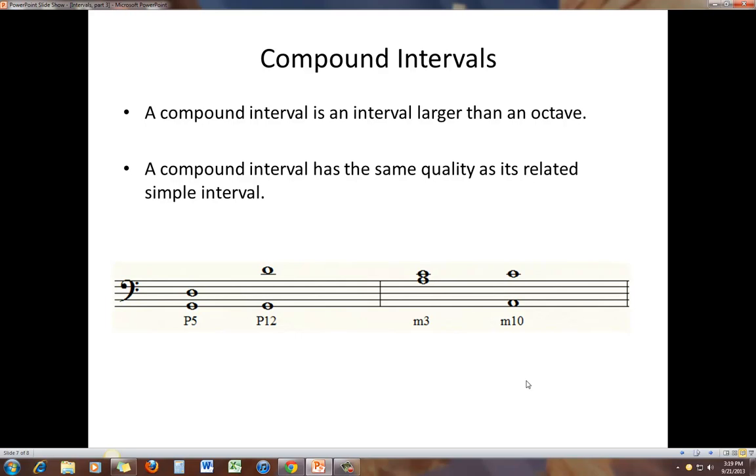Compound intervals are intervals which are larger than an octave. And in practice, they're intervals which are larger than an octave, but we aren't going to go bigger than 2 octaves. A compound interval will always have the same quality as its simple interval pair. So if G to D is a perfect fifth, then G to this D up here is also going to be a perfect fifth. If A to C is a minor third, A an octave lower to the same C is going to be a minor tenth.